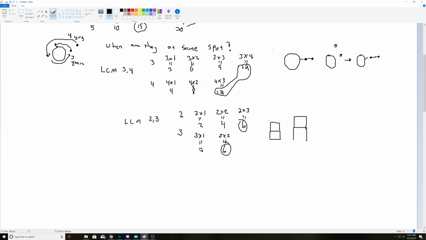So if we were to stack this 2-foot one, forgive my drawing, it's kind of crappy, but if we have 3 of them, that'll be 6 feet. And then if I drew these exactly perfectly, if we have 2 of these boxes, that'll also be 6 feet. Okay, so that's the whole point of lowest common multiple.